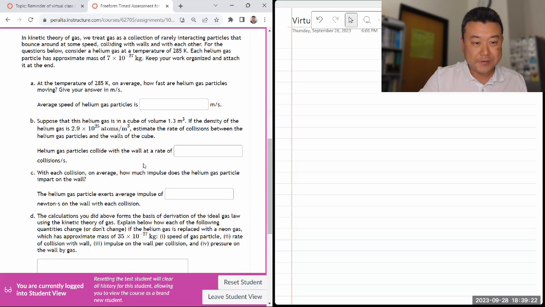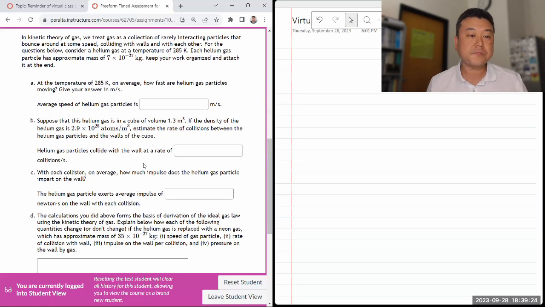Okay. So, kinetic theory of gas. In kinetic theory of gas, we treat gas as a collection of real interacting particles, right? Ideal gas moving at some speed. So we might be referring to some sort of v_RMS.